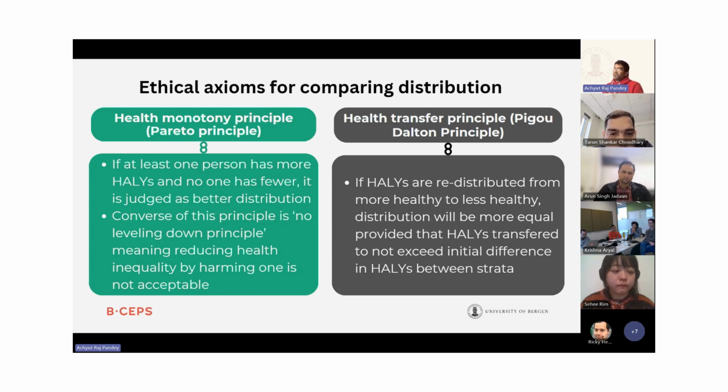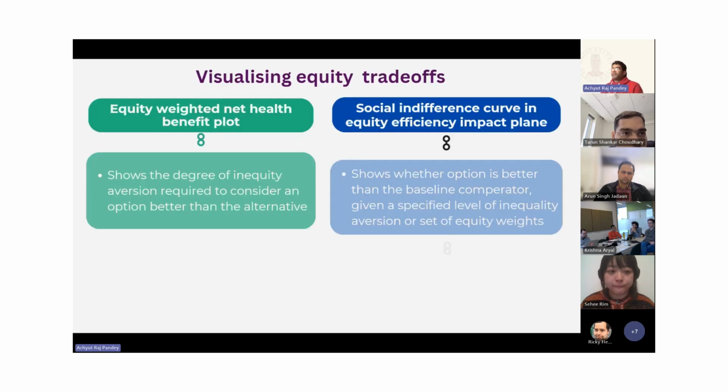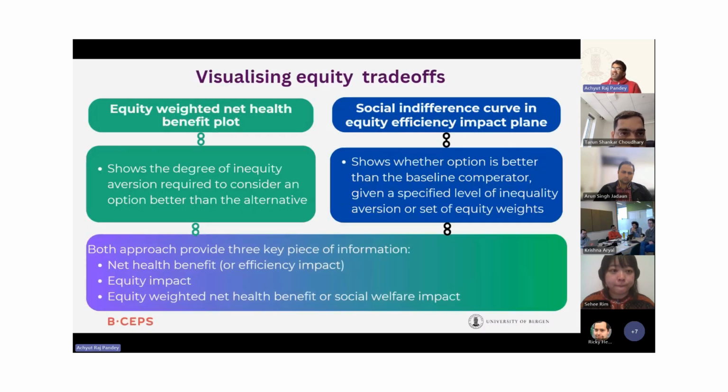And the other, the health transfer principle, is slightly more complex, where if HALYs are redistributed from more healthy to less healthy, the distribution is considered more equal, provided that the HALY transfer does not exceed the initial differences. It's slightly more complex. You may choose to go back to the literature to get more idea about these topics. Yeah. And this is the last topic I'll be covering in today's presentation.